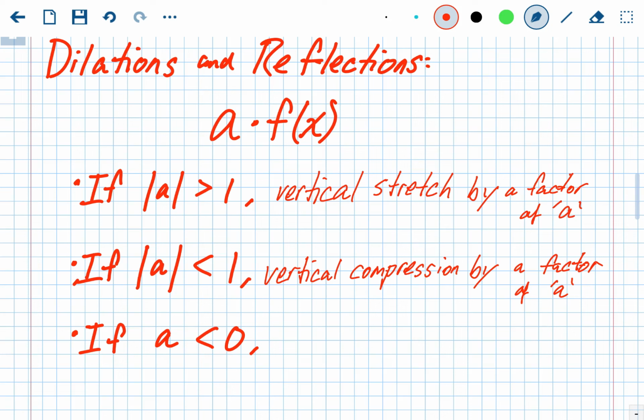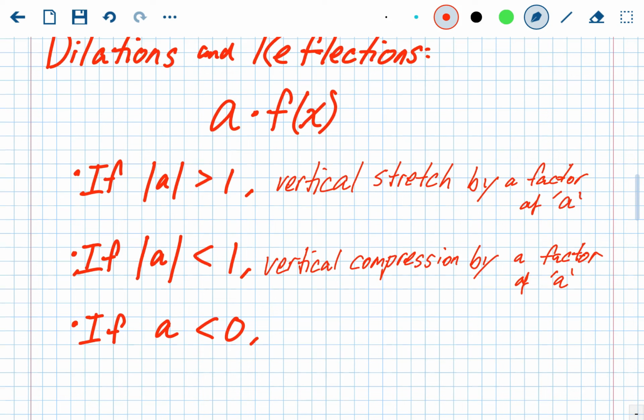Now, vertical compression, imagine if you're on the top and the bottom of a graph and you just smush it towards each other. Your graph's going to get fatter. It's going to be vertically compressed. So bigger than 1, you're going to have a skinnier graph. Less than 1, you're going to have a fatter graph, a wider graph.